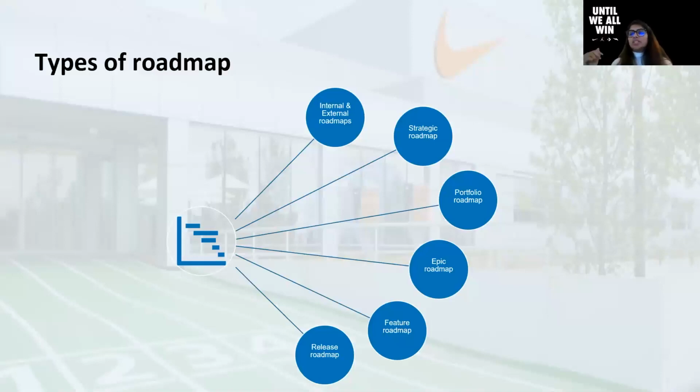And a feature roadmap is for when you're really focusing on some of the crucial features. Sometimes you would see product managers combining feature and epic roadmaps into one roadmap that indicates what are all the epics and features that they're expecting in a certain quarter or year for their product. But it can also be a separate type of roadmap by itself.